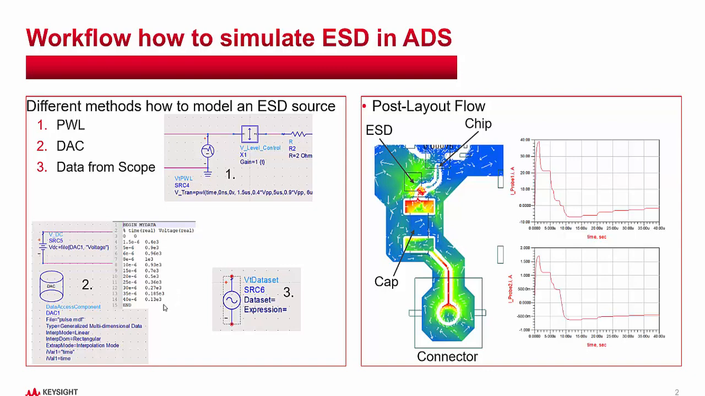The second method is to use the data access component, where I just assign a file with a table. Another method is to use a dataset source. Here I just assign the dataset file name and the expression. This data can come, for example, from a scope.